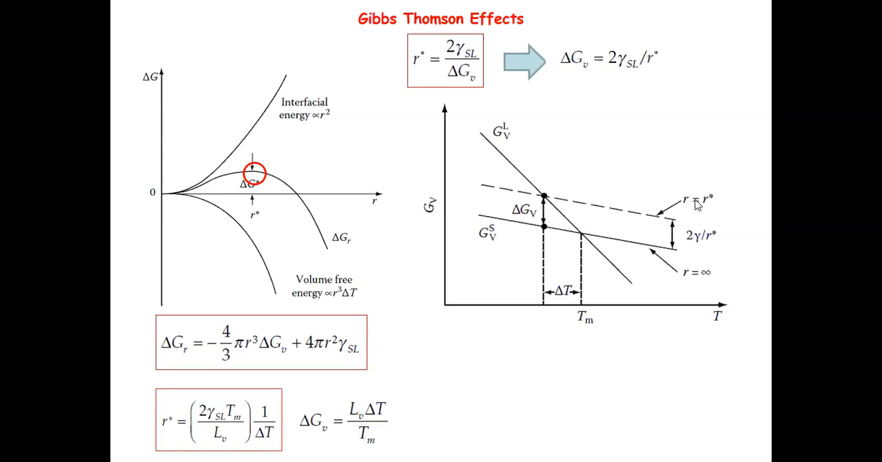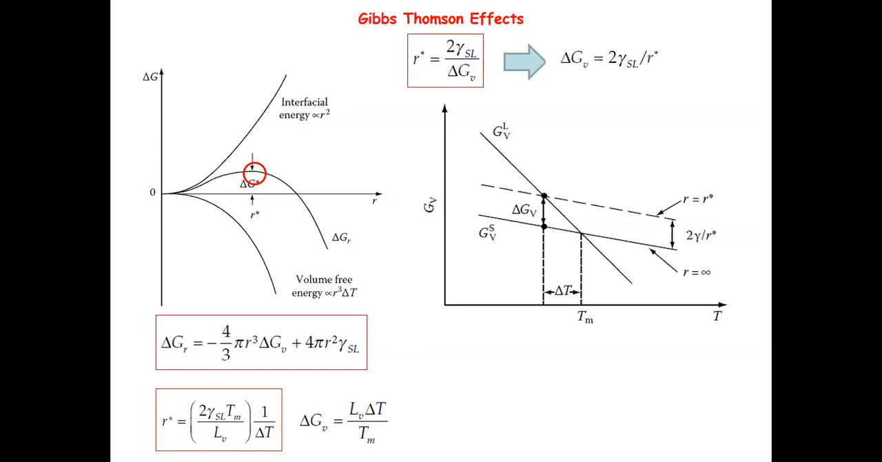So you can look at the geometry, and based on the geometry, you can classify that any nucleus larger than this R star is stable, and any nucleus smaller than this R star is not stable. But there's another way to look at this: when you have a nucleus of a particular radius, this nucleus has a new effective melting temperature. And this new effective melting temperature is a function of the radius of the nucleus.